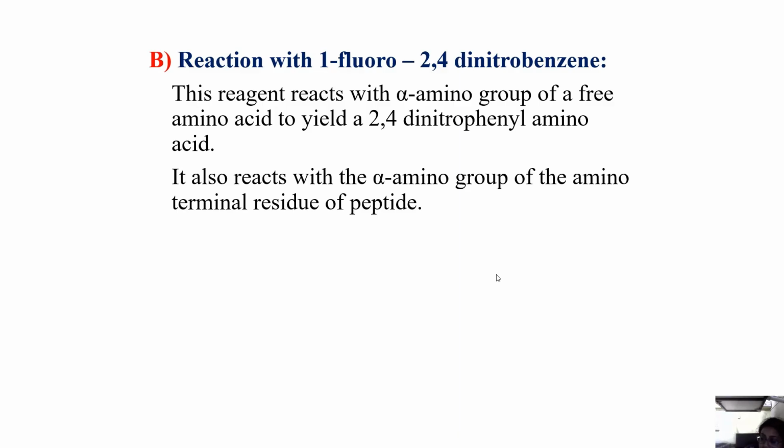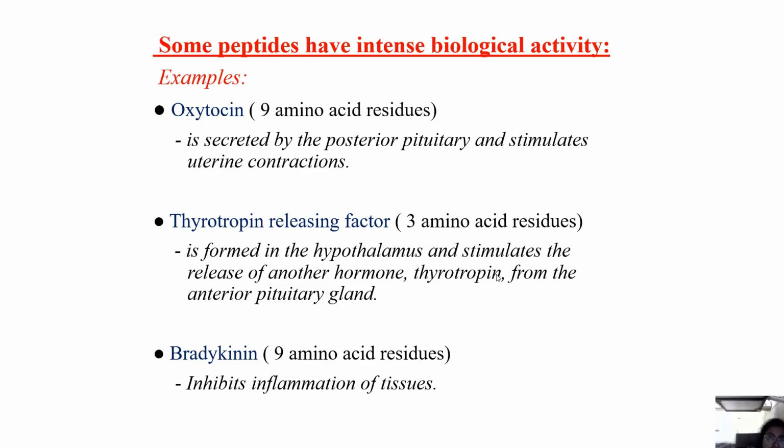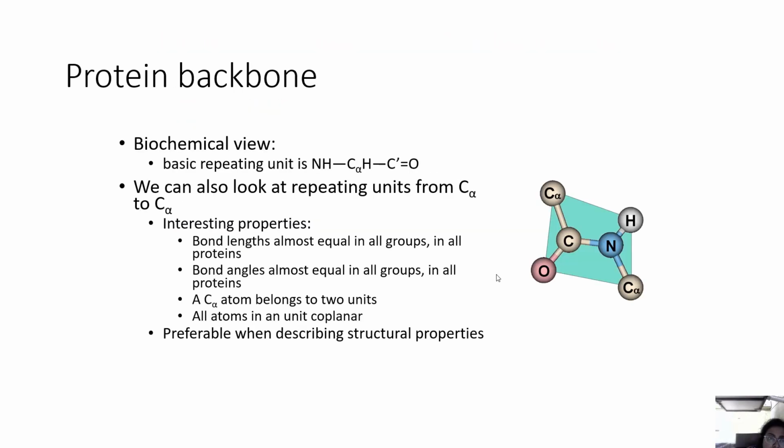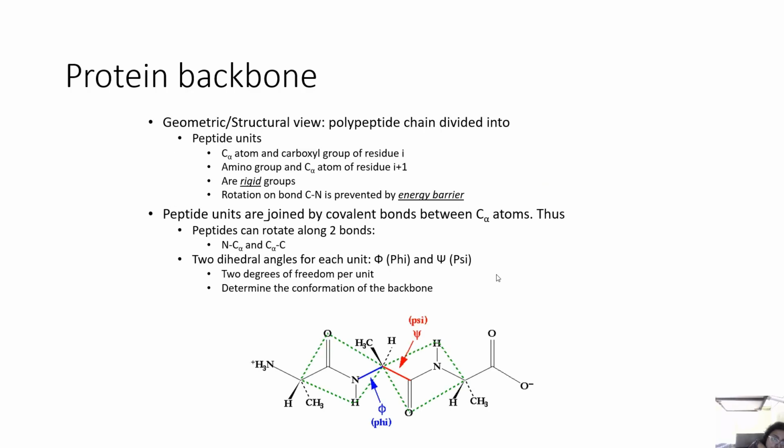Now, we'll not go into the reactions. We have talked about the protein backbone, the biochemical view. You can also look at repeating units from C alpha to C alpha. Bond lengths are almost equal in all groups in all proteins, and bond angles are almost equal in all groups in all proteins. All C alpha atoms belong to 2 units, and all atoms in a unit are coplanar.